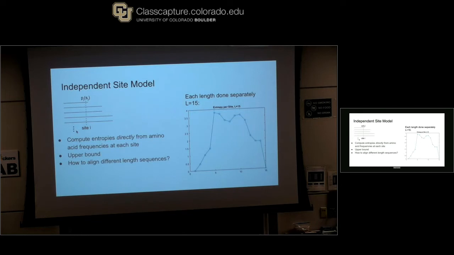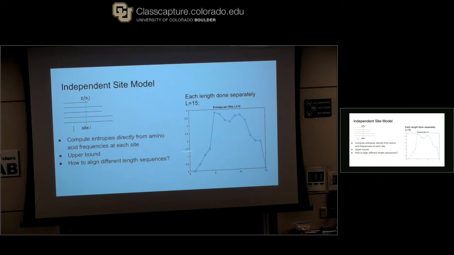So the next most naive thing that one can do is to compute the entropies directly from the frequencies at each site. This gives us an upper bound because we are ignoring correlations between sites, which would always reduce the entropy. So because different T-cell sequences have different lengths, we first spent quite a long time thinking about how best to align them.